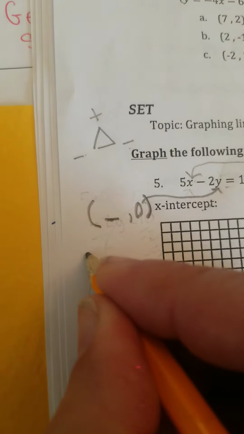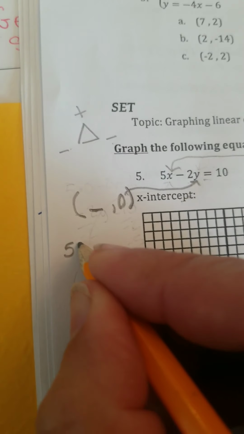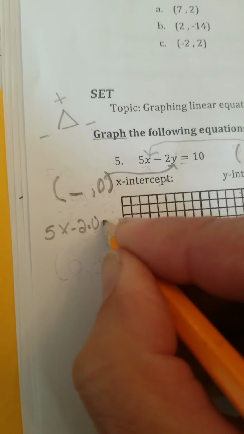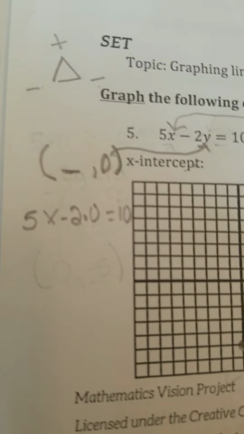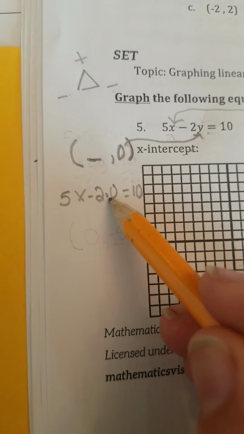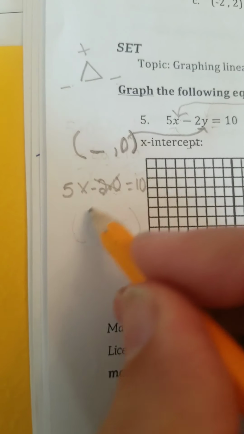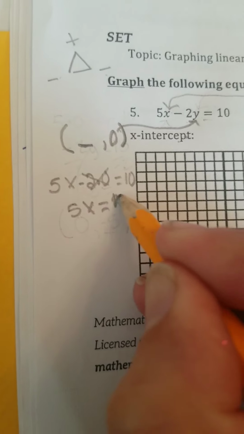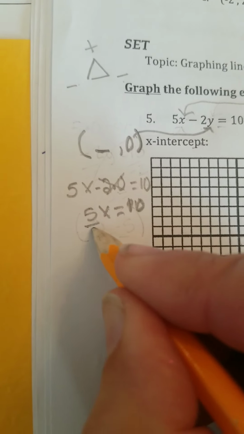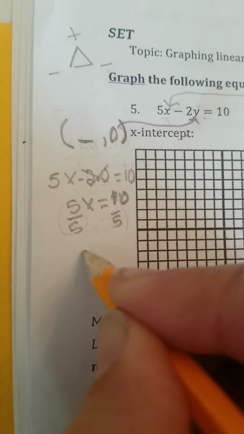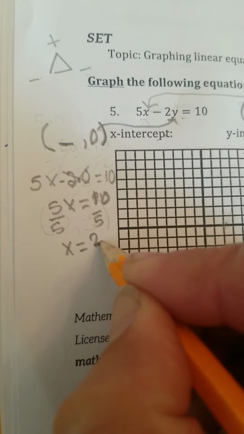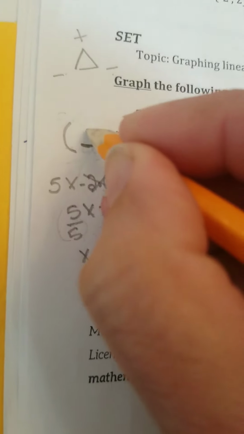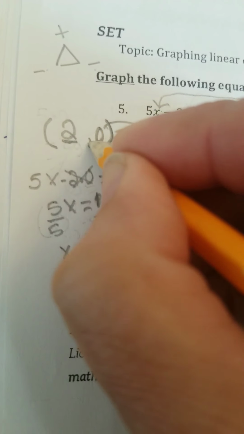So I'm going to rewrite this problem. I have 5x minus 2 times 0 is 10. Well, -2 times 0 is still 0, so I'm left with 5x is 10. So I divide both sides by 5. I get x is 2. So if x is 2 when y is 0, I can write that as an ordered pair, (2, 0).